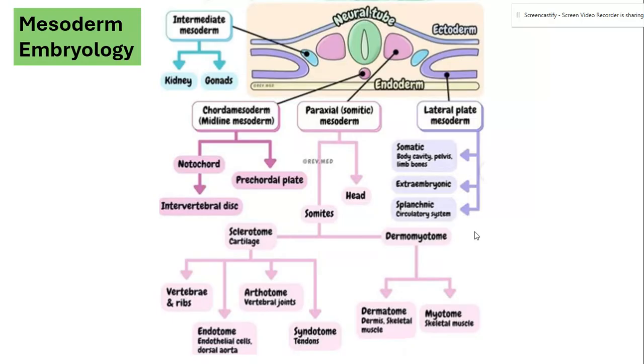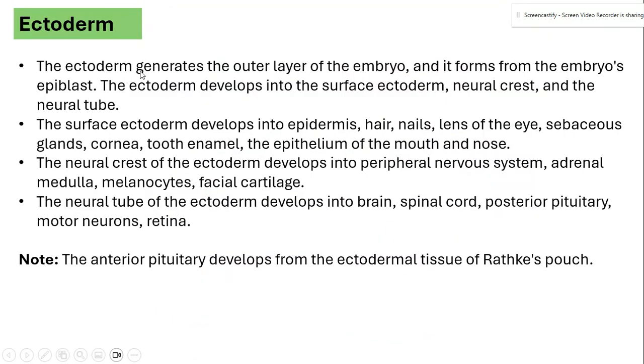The ectoderm generates the outer layer of the embryo and it forms the embryo's epiblast. The ectoderm develops into surface ectoderm, neural crest, and the neural tube. So we have neurology development, yeah. We can actually see that a lot of it is going to develop from ectoderm. Surface ectoderm develops into epidermis, hair, nails, lens of the eye, sebaceous glands, right? Cornea, tooth enamel, the epithelium of the mouth and the nose.